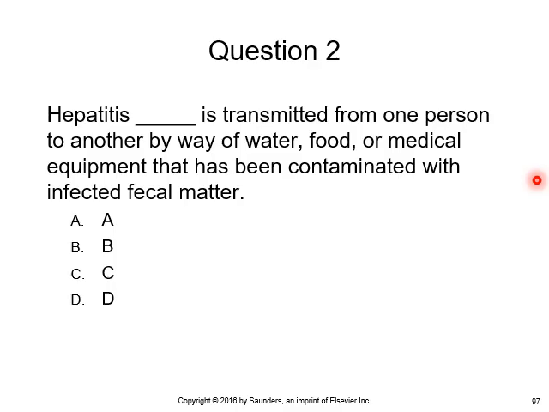Answer is A. Hepatitis A has been called infectious hepatitis and epidemic hepatitis. It is caused by the hepatitis A virus, which is transmitted from one person to another by way of water, food, or medical equipment that has been contaminated with infected fecal matter. And hepatitis A is the most common type of viral hepatitis.